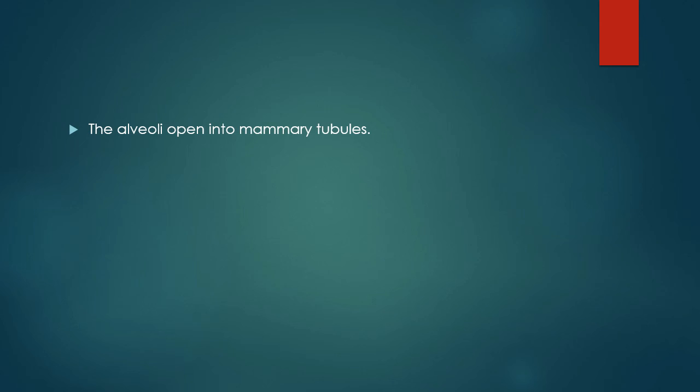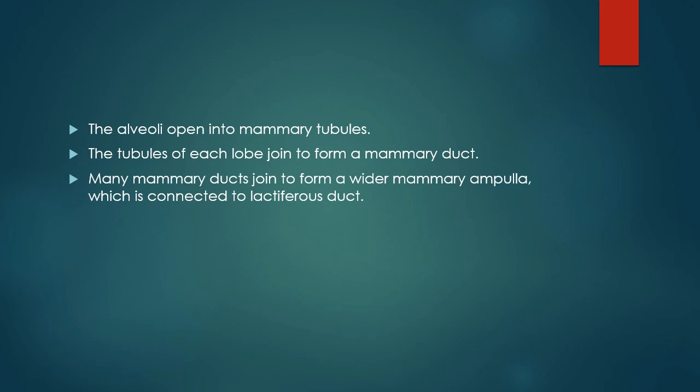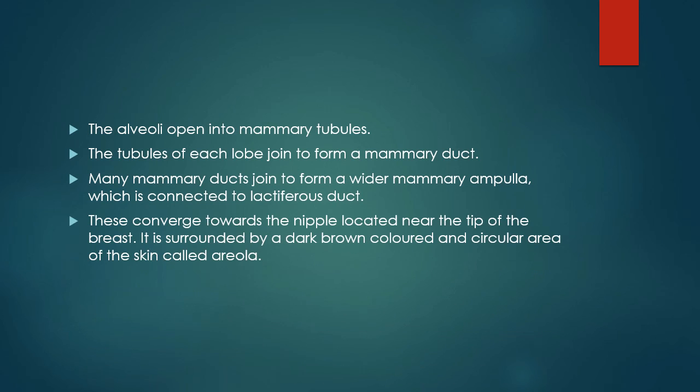The alveoli open into mammary tubules. The tubules of each lobe join to form a mammary duct. Many mammary ducts join to form a wider mammary ampulla, which is connected to the lactiferous duct. These converge towards the nipple located near the tip of the breast. It is surrounded by a dark brown colored, circular area of the skin called the areola.